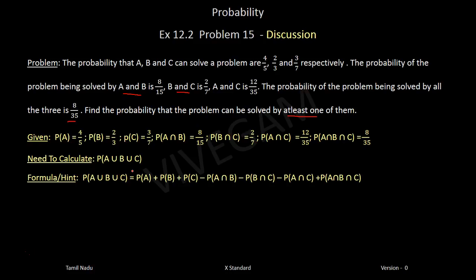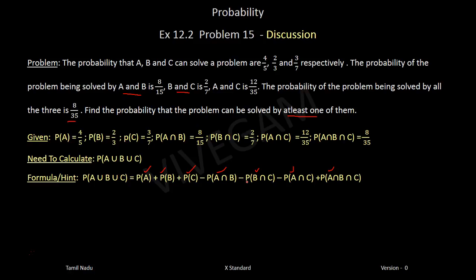Right. Now the formula is probability of A union B union C is probability of A plus probability of B plus probability of C minus probability of A intersection B minus probability B intersection C minus probability A intersection C plus probability of A intersection B intersection C. Right. So if you check, we know this, we know this, we know this. A and B is also known. This is known, this is known, and this is known. All the values are known.